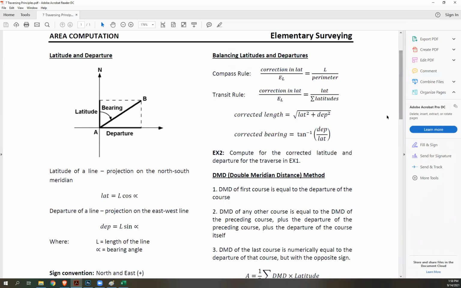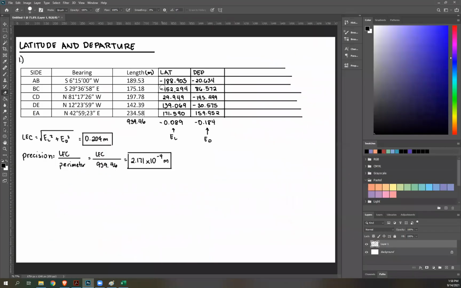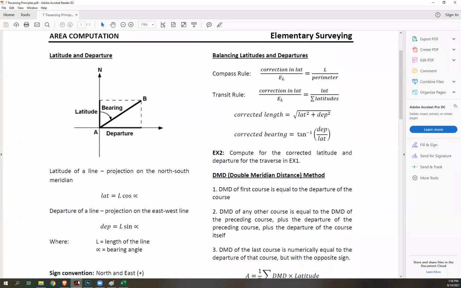So summation of latitudes would be ignoring the signs. So you're just gonna get the summation of the values of all of these. Once again, please remember, if we're required to use transit rule, then to get the summation of latitude and departure, we're gonna ignore all of these signs and then just get the summation of the magnitudes. And then after doing compass rule or transit rule, you can also solve for the corrected length, which is just the square root of latitude squared plus departure squared.